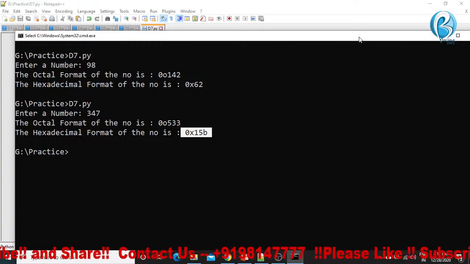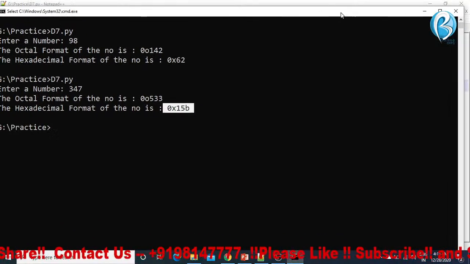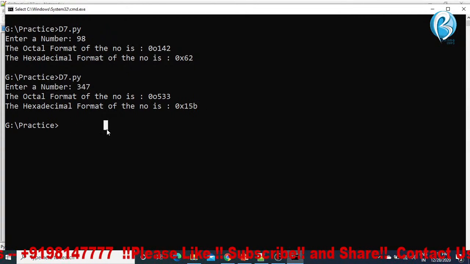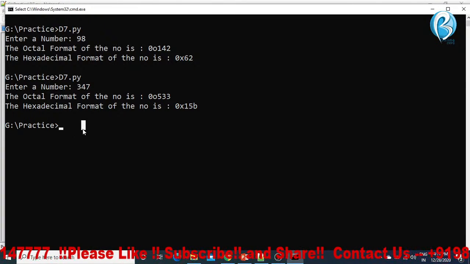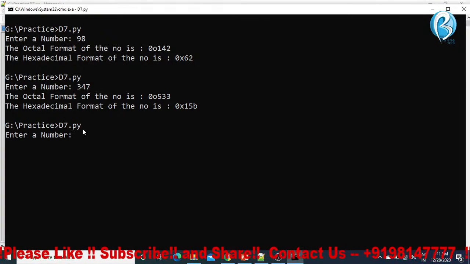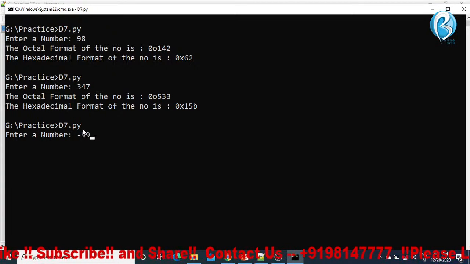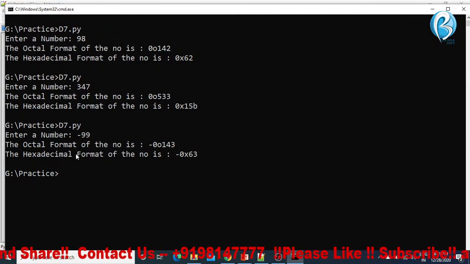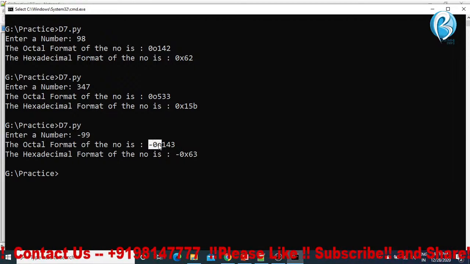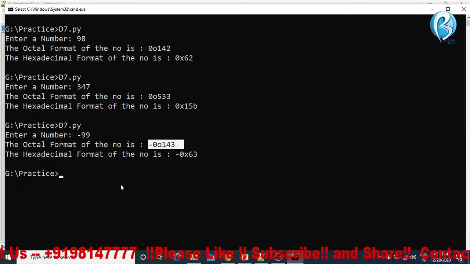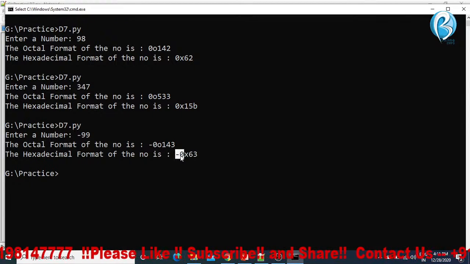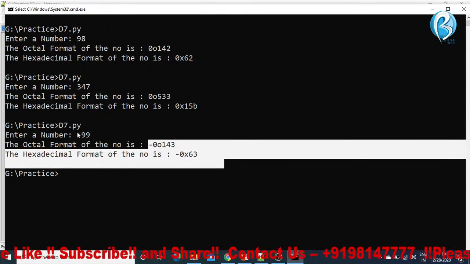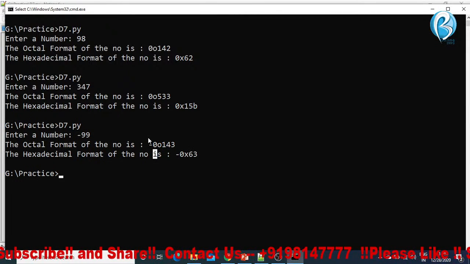Any doubt? Let's take a negative input. Let's see what we get. Minus 99. So you get negative octal format and negative hexadecimal format, right? Minus 0o143 and minus 0x63. So both of them are negative and the input is also negative. Hence we can give negative inputs, right?